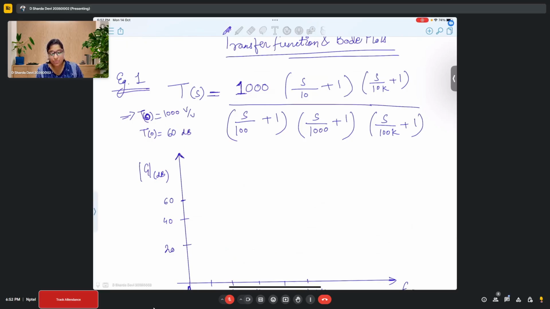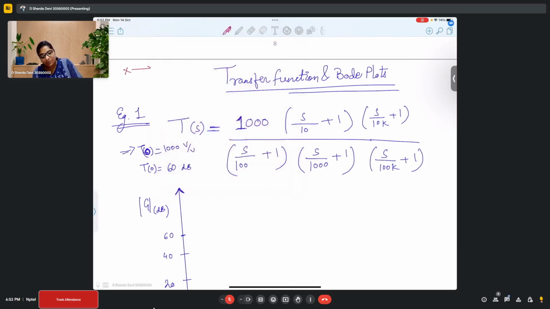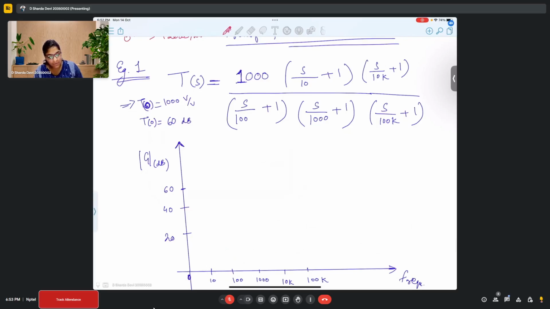Since there is no zero or no pole, how will your plot look? We know the rules, right? What was the rule? When there is a pole, it will introduce a minus 20 dB per decade slope. When there is a 0, it will introduce a plus 20 dBs per decade slope, correct? Now, when there is no pole or 0, how will the plot look?